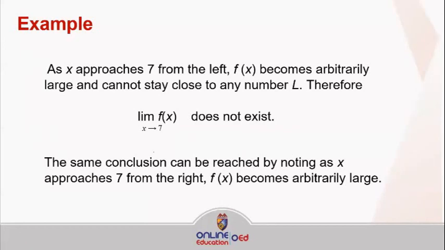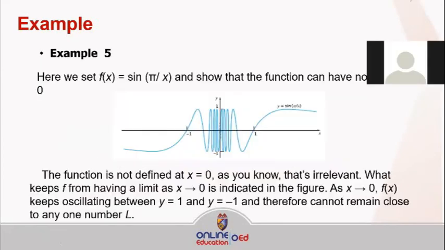As a summary, as I discussed earlier, the limit of the function of x where x is 7 does not exist. So, our next example is the function f of x.